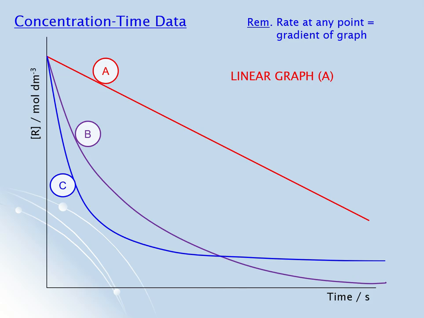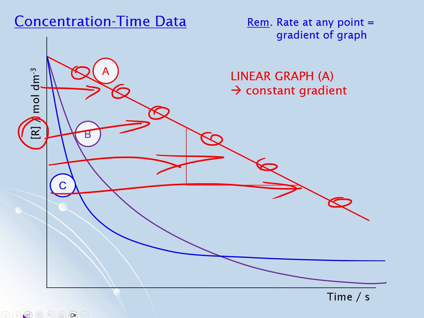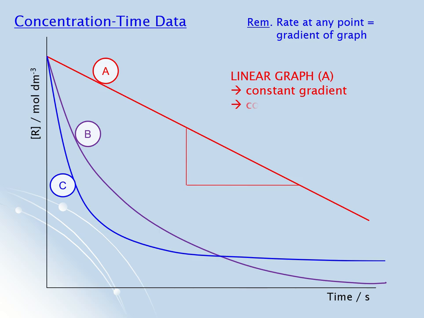So if we look at the line graph A, we can see that's a linear graph. That tells me that the gradient, no matter where I am on that line, is constant. That tells me that the rate is constant. That tells me that no matter what I do to the concentration of R, it has no effect on the rate. The rate is the same no matter what the concentration of R happens to be. It tells me that it's zero order.